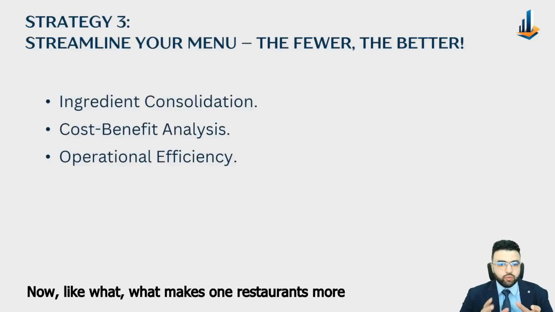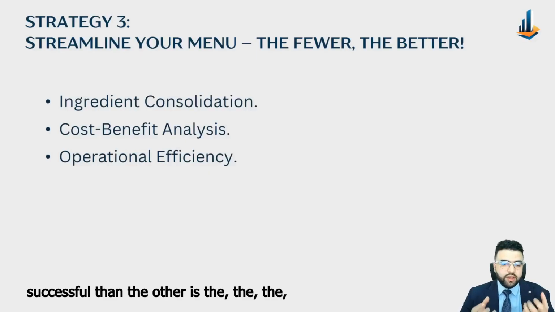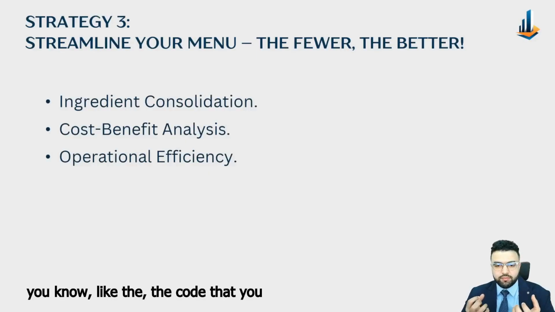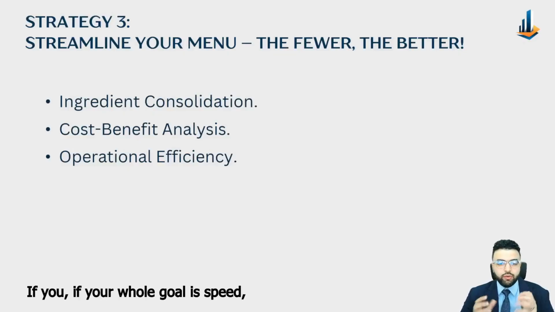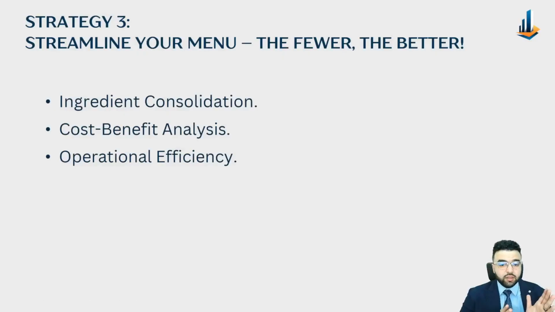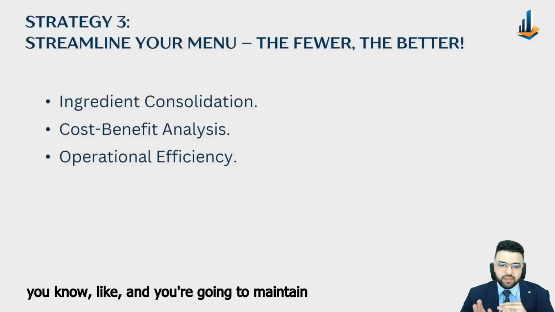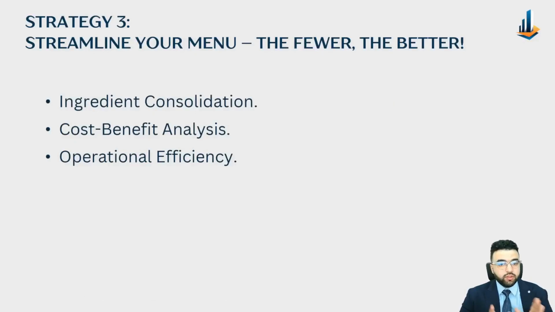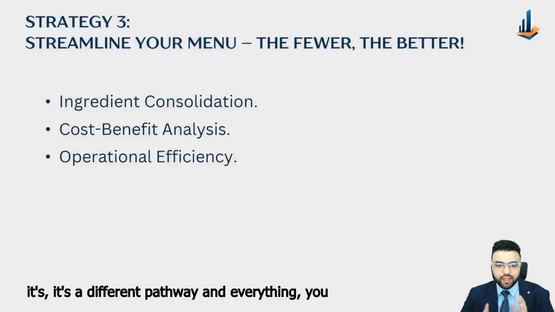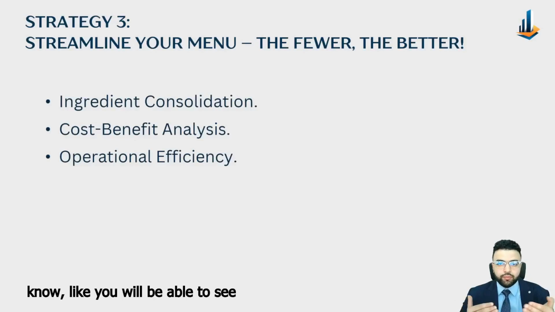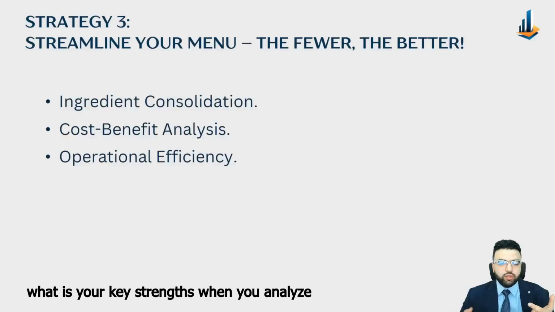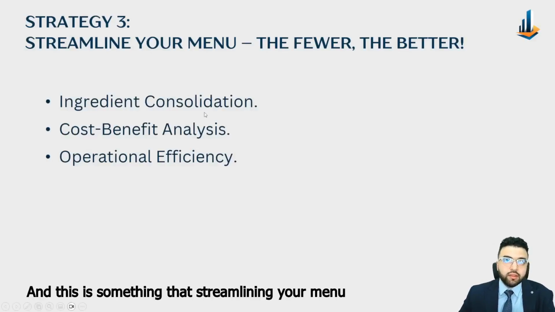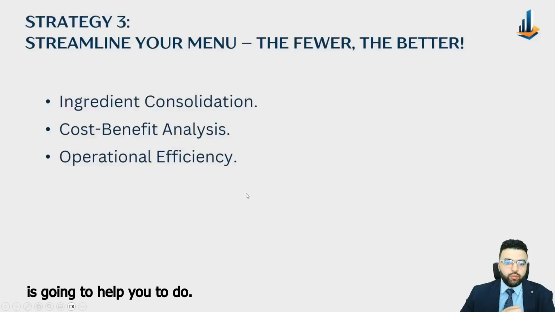What makes one restaurant more successful than the other is the code that you live by in the kitchen. If your whole goal is speed, and you're going to focus your strengths on speed only, then everything should serve that purpose. If your whole goal is quality, it's a different pathway, and you will be able to see what your key strengths are when you analyze your numbers. And this is something that streamlining your menu is going to help you do.